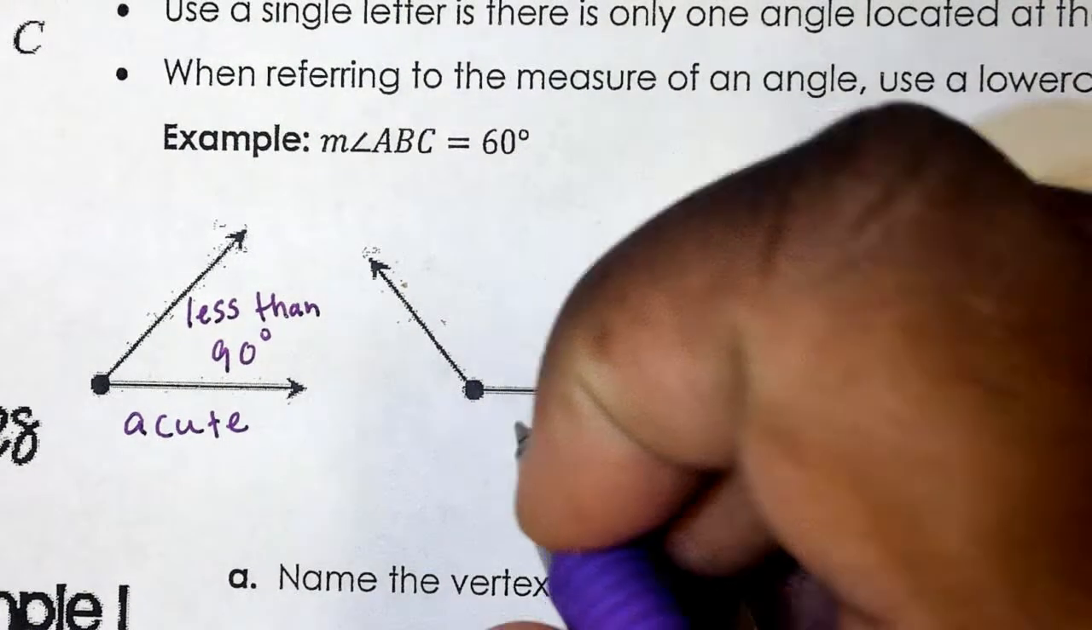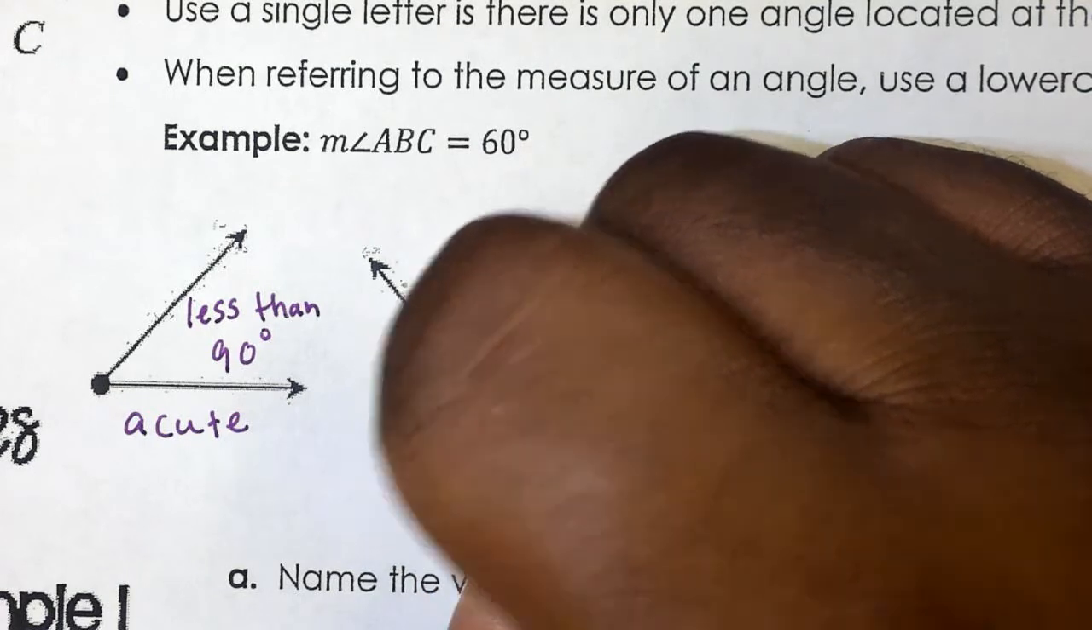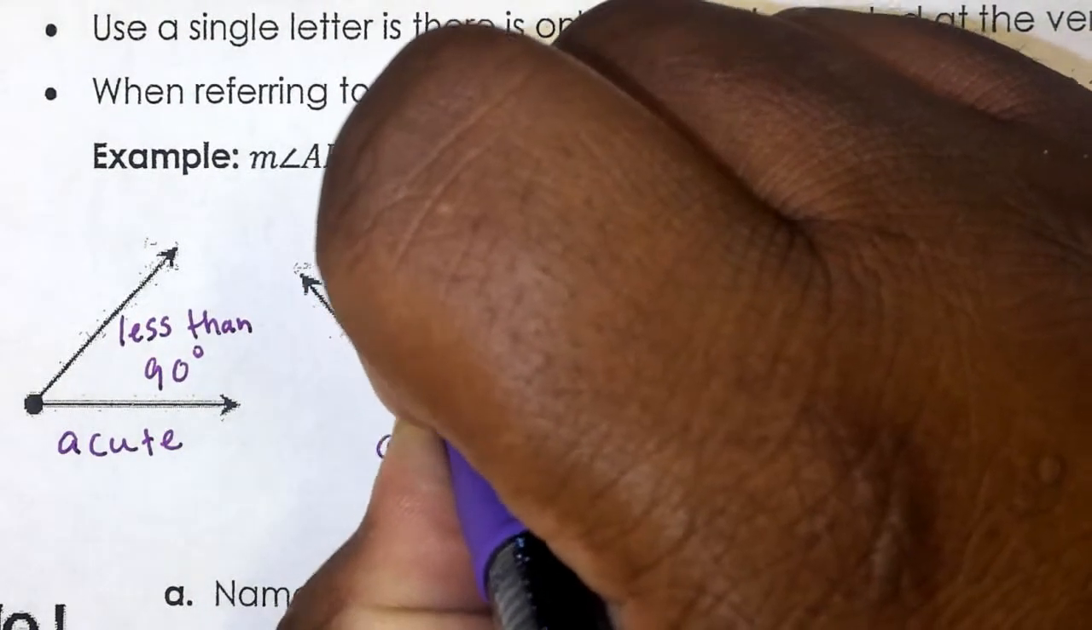Trenton, what's the second one? You know an obtuse is greater than what? Greater than what?